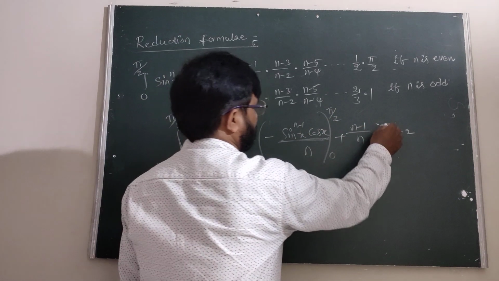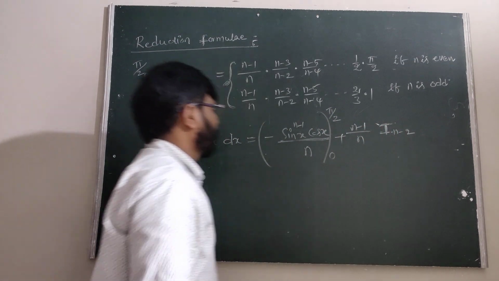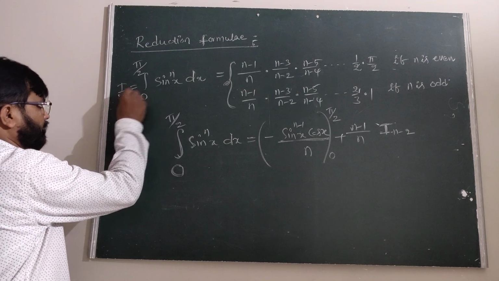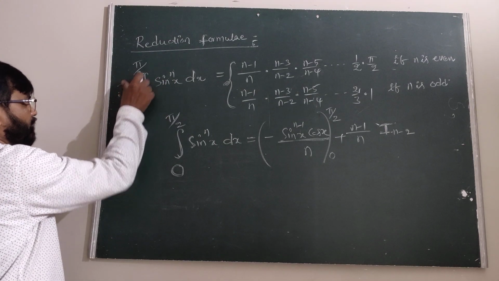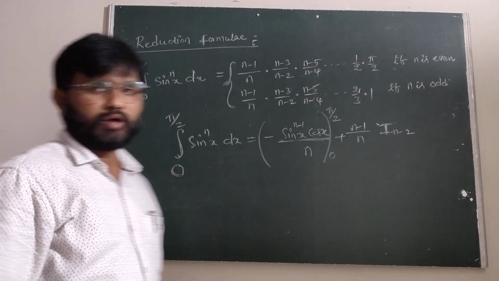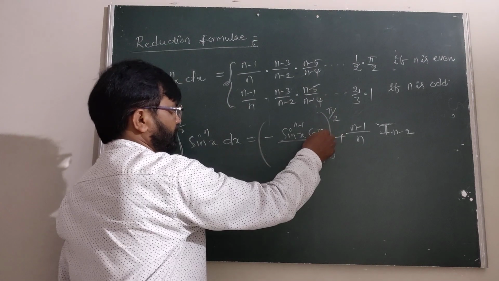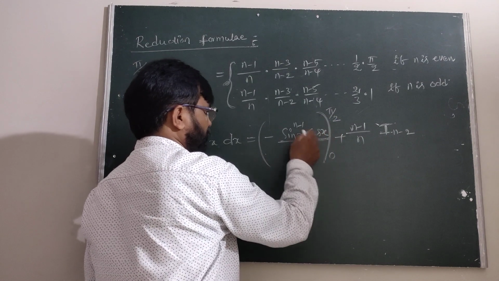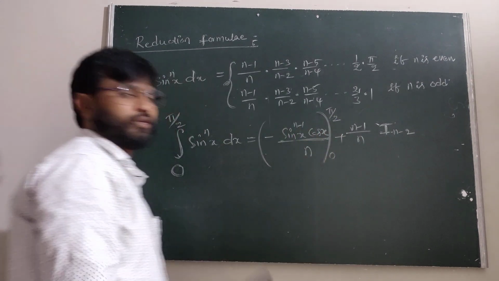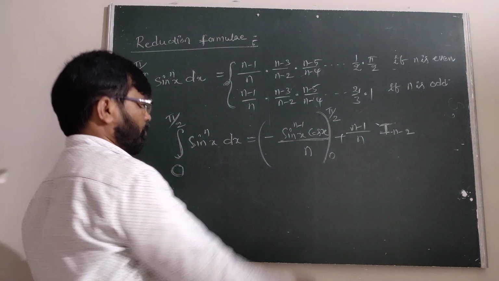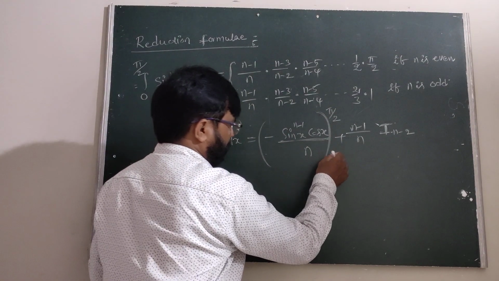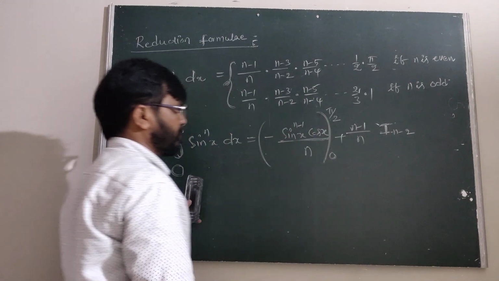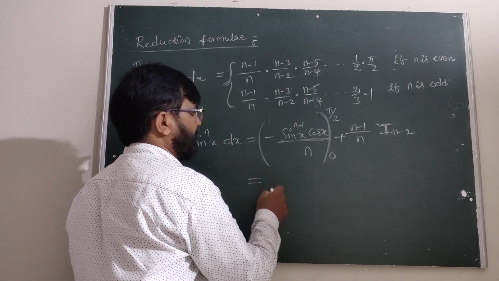Here I n minus 2 is the integral of sin power n minus 2 x. Now we can substitute the upper limit: cos 90 is 0, and 0 into some value is 0. Okay. Now we come to the lower limit: sin 0 is 0, and 0 power n minus 1 is 0. That means 0 minus 0.